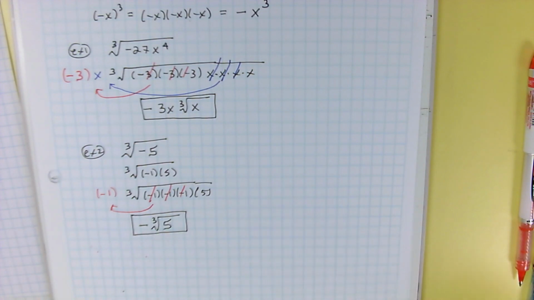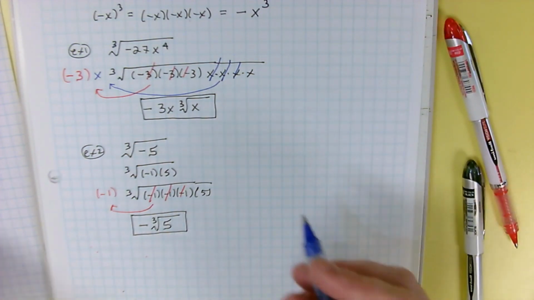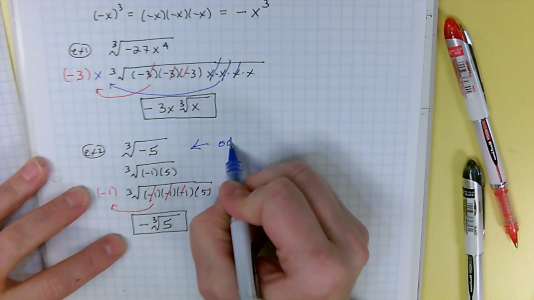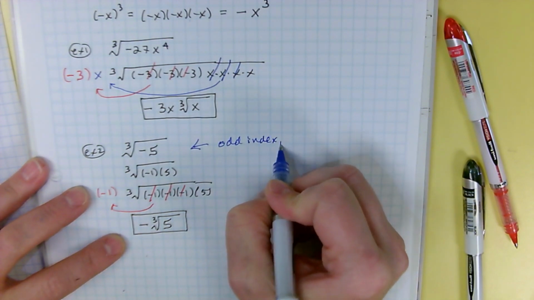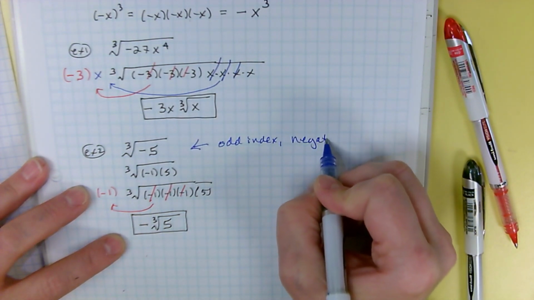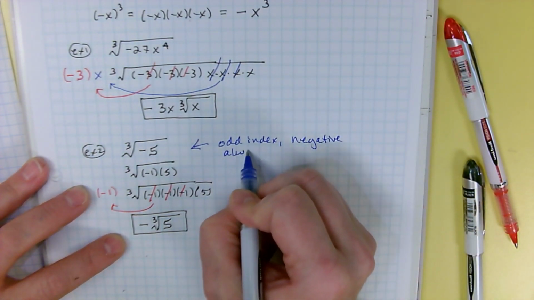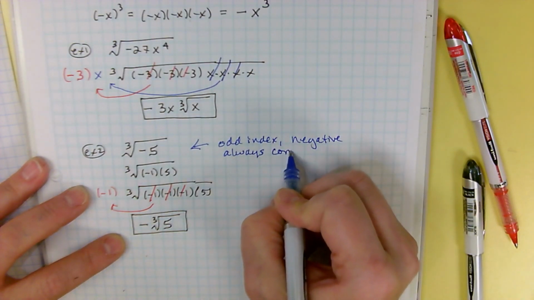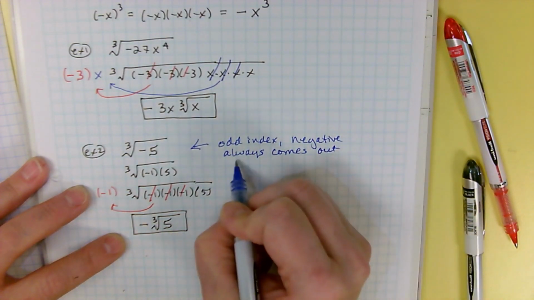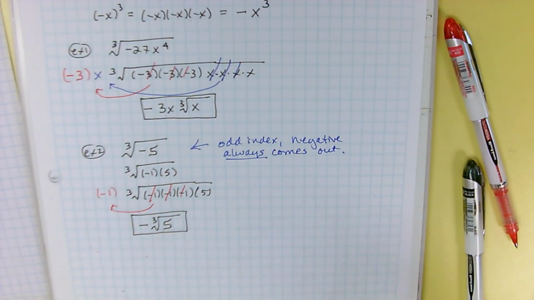So in other words, if it's an odd index, the negative always comes out, because you can always take a negative 1 and break it into 3 pieces, 5 pieces, or 7 pieces.